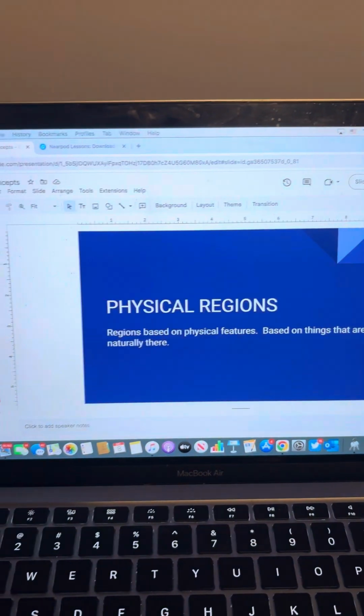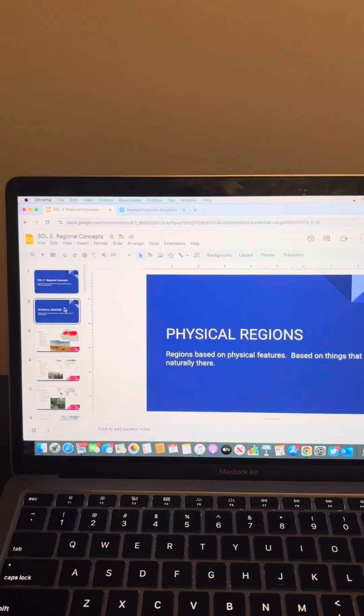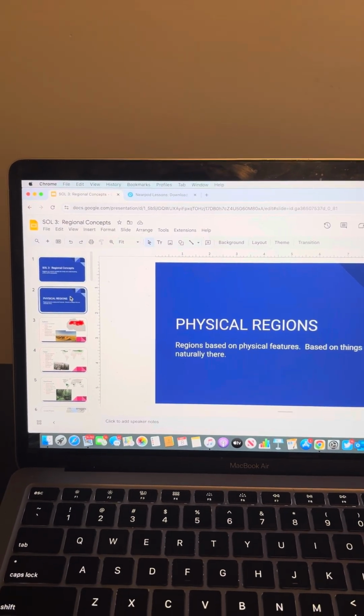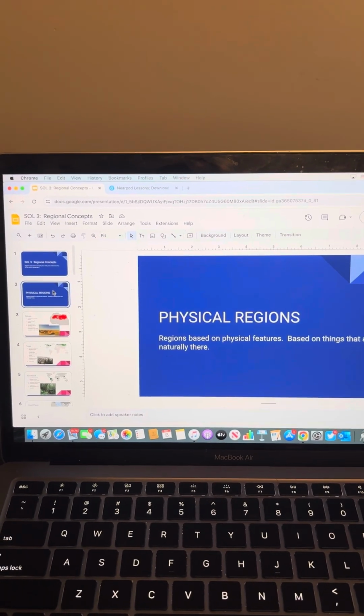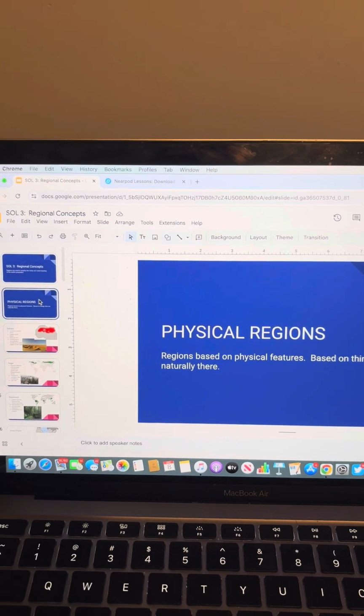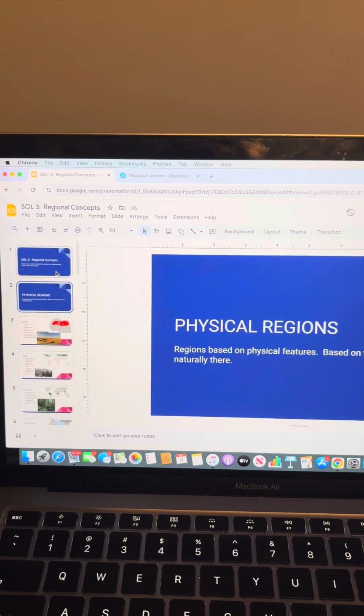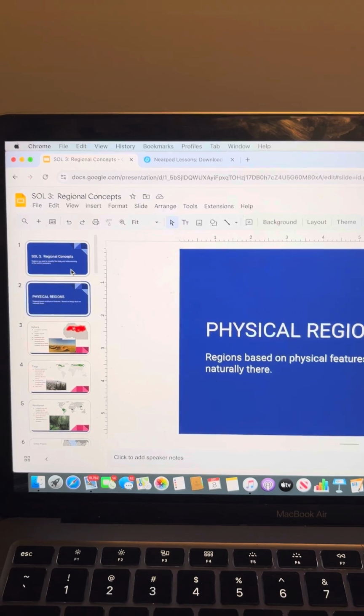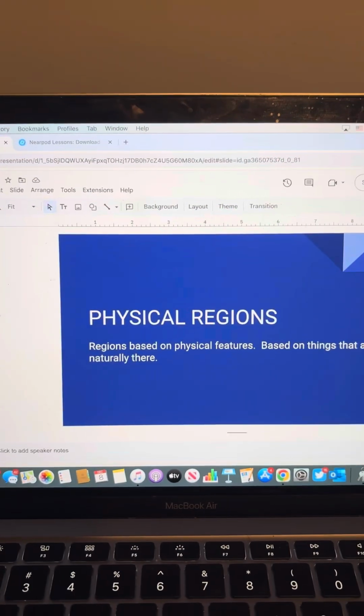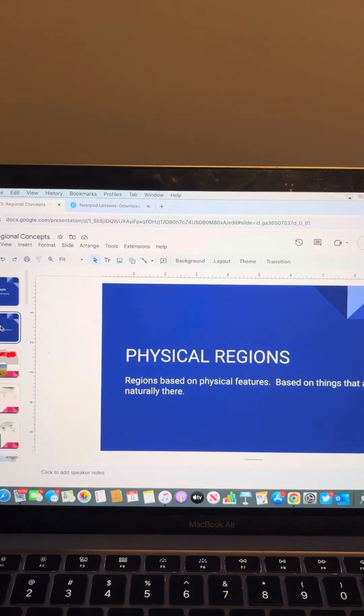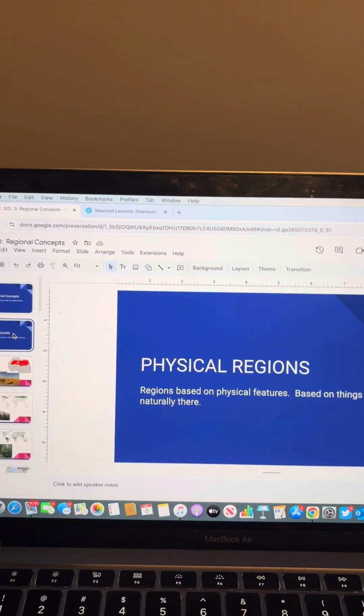Here we'll see a PowerPoint that I have. This is on Virginia Standard of Learning 3 for 8th grade World Geography. As you can see, regional concepts is the total overall SOL, and the first standard within it is this slide, physical regions. So this is the PowerPoint that I would have up in front of the class as I'm teaching.